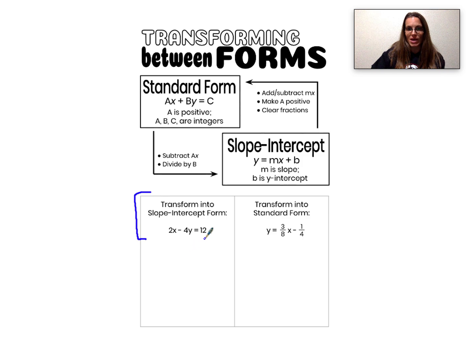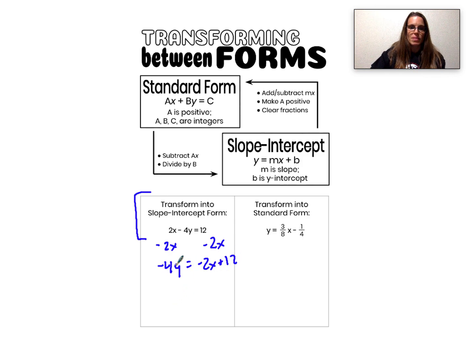2x minus 4y equals 12. So this is in standard form. I want to transform it into slope-intercept. First, I will subtract Ax. Don't need to memorize this. I just need to know that my goal is that my equation looks like this. So my x term needs to be on the right and y needs to be by itself. Subtract 2x from both sides. That gives me negative 4y equals negative 2x plus 12.